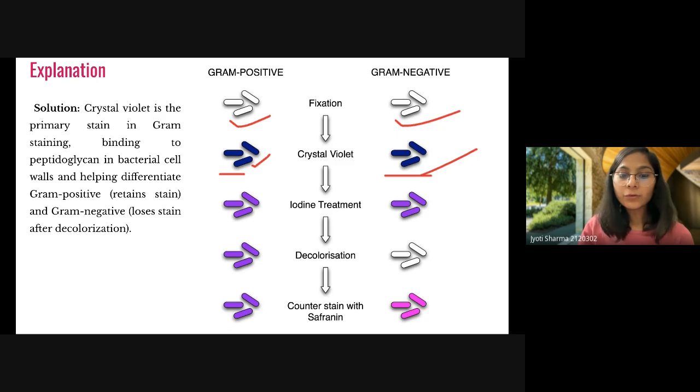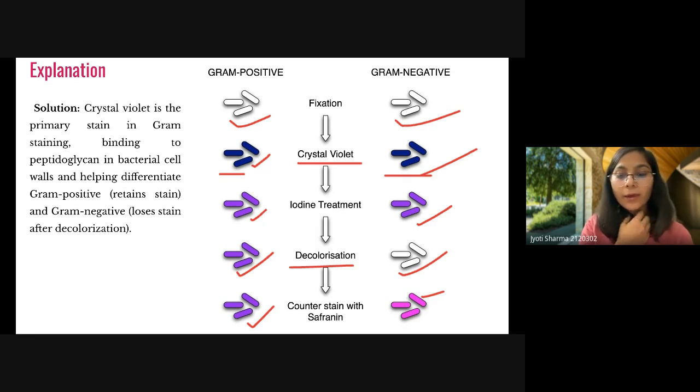Then we will have the iodine treatment. This will fix the bacteria on the slide. Then we will wash and decolorize it with alcohol. Whenever we wash, one will become colorless and the other will retain the violet color. Then if we do counterstaining with safranin, one will have the pink color and the other will have the violet color retained from the crystal violet.